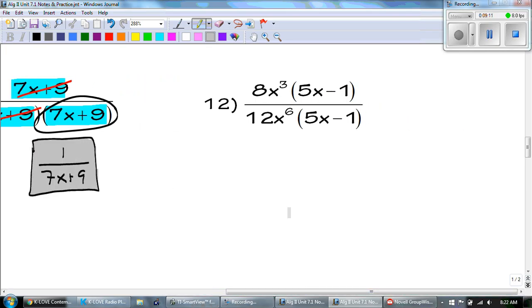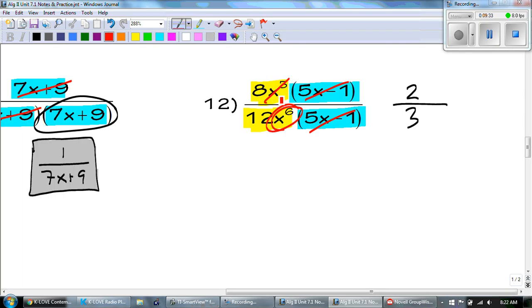All right, and then number 12. Okay, I'm going to need to reduce, and the 5x minus 1 and the 5x minus 1 are exactly the same, so I can cancel those out. 8 divided by 12, I can divide it by 4 to get 2 over 3. And then the x's, the bottom wins, and the bottom wins by 3. So I'm just going to rewrite this so my 2 is in the middle. And there we go. I'm done.